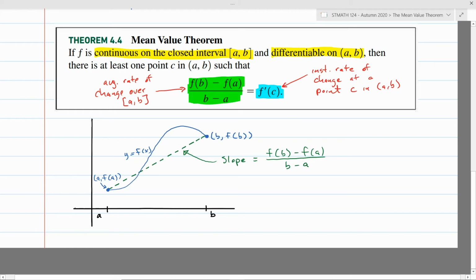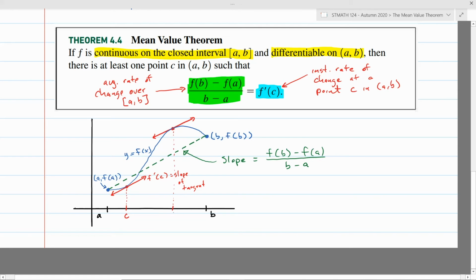And what the mean value theorem says is that somewhere there's got to be a point in the middle between a and b where the slope of the tangent line equals the slope of that secant line in green. There would actually be a couple of different places. It looks like maybe somewhere about in here, I could draw a tangent line whose slope would be the same as that green line. In other words, the tangent line would be parallel to the green line. It even looks like there would be a second place somewhere over here.